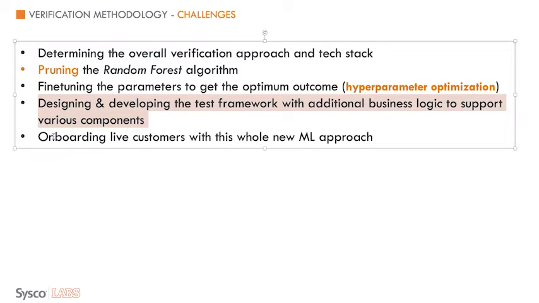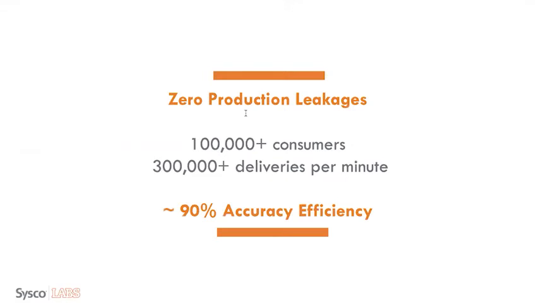And having done all this hard work, onboarding live customers was the biggest challenge for us, because they might end up with complaints and all. But we went live with that, and we ended up here. Up until now, we have 0 production bugs. Right now, we have just over 100,000 consumers using the application, 300,000 plus deliveries being processed per minute, and we have hit the accuracy rate of 90%.